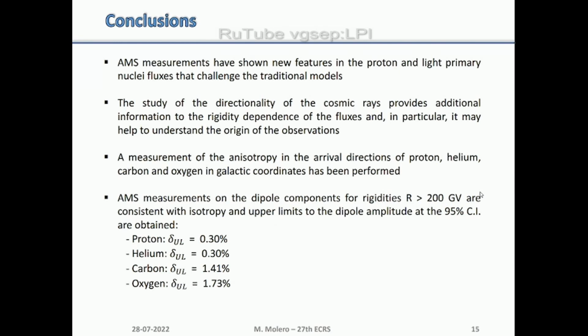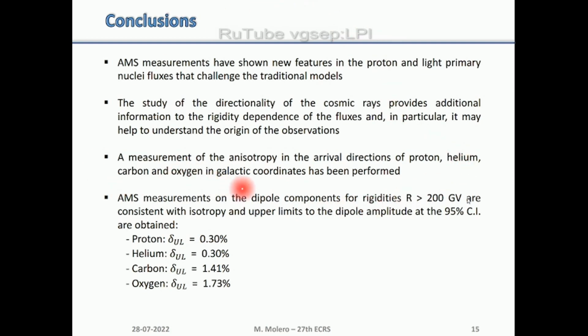The AMS measurements have shown new features in the proton and light primary nuclei fluxes that challenge the traditional models. In this sense, the study of the directionality of cosmic rays provides additional information to the rigidity dependence of the fluxes, and in particular, it may help to understand the origin of the previous observations. In this presentation, a measurement of the anisotropy in the arrival directions of proton, helium, carbon, and oxygen in galactic coordinates has been performed.